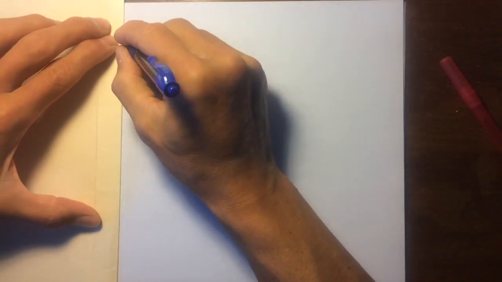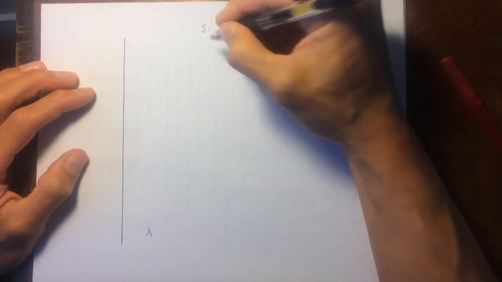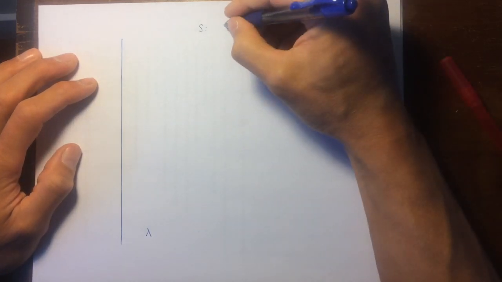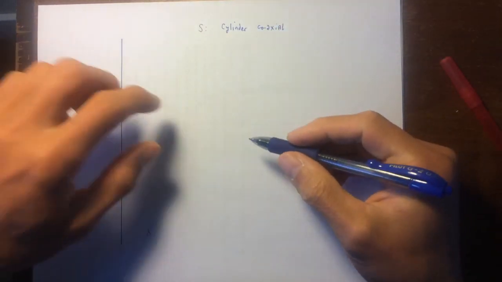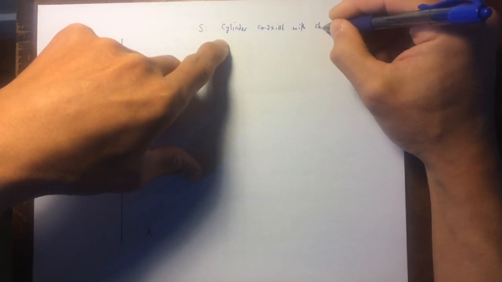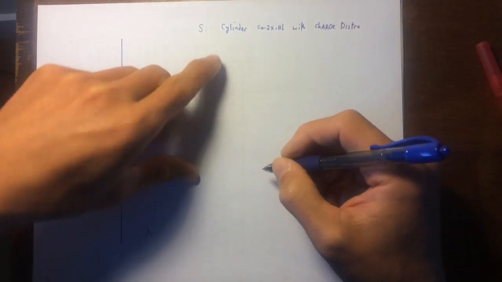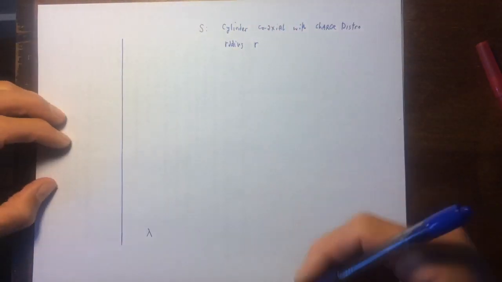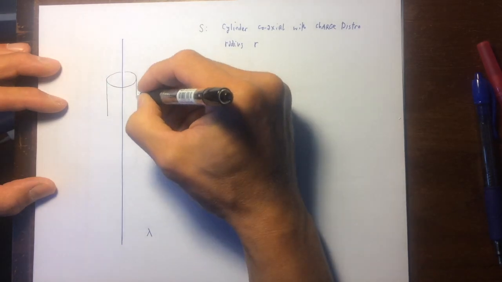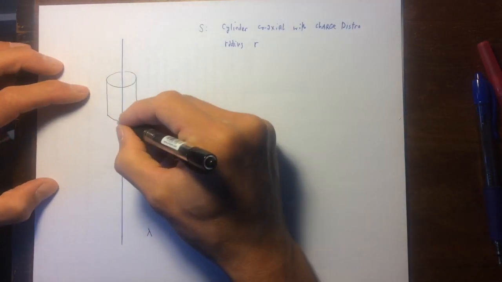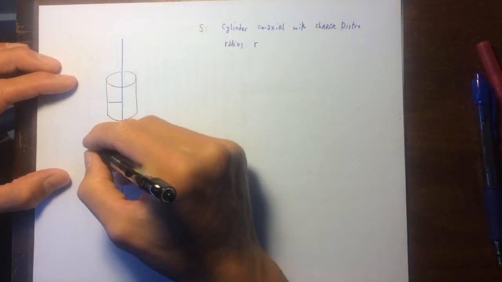Let me redraw the situation. I don't think I need the coordinate system again. So here is this long charge distribution, lambda. And so this is the surface S, the Gaussian surface. So we'll say it is a cylinder, coaxial, right? That means it shares an axis, or has a common axis, with the charge distribution. And we'll say that it has radius r. So let me draw it. So here is a cylinder. It's a circular cylinder like this. Oops, actually it should go across. And its radius is r.